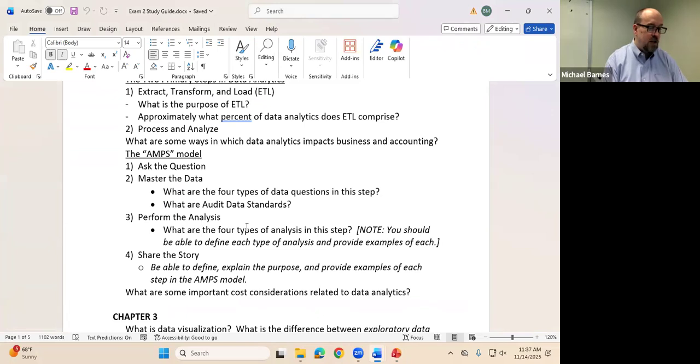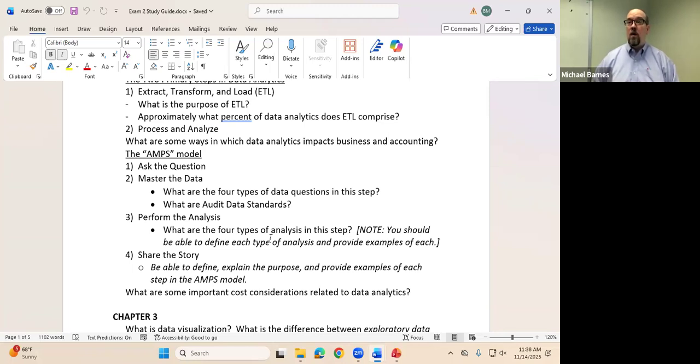Perform the analysis. What are the 4 types of analysis in this step? This one's a big one because we spent several days talking about this. We actually talked about it during chapter 2 lecture. Then we did multiple analyses in our Excel assignments. So you can expect at least 2 questions on this, if not more. Just as a reminder, we have our historical analyses, which are descriptive and diagnostic. Descriptive says what happened. Diagnostic says why did it happen. Then we have our forward-looking ones, our future-looking ones, which are predictive and prescriptive.